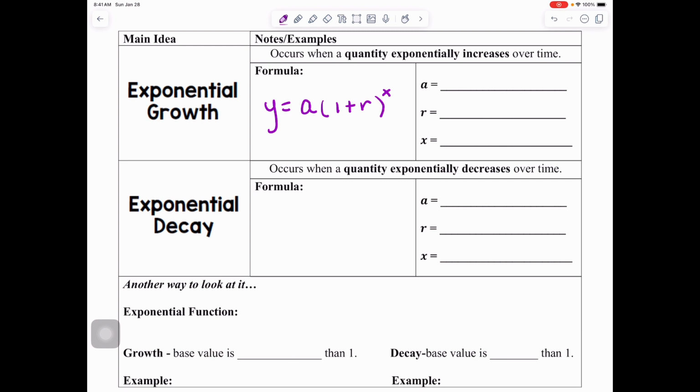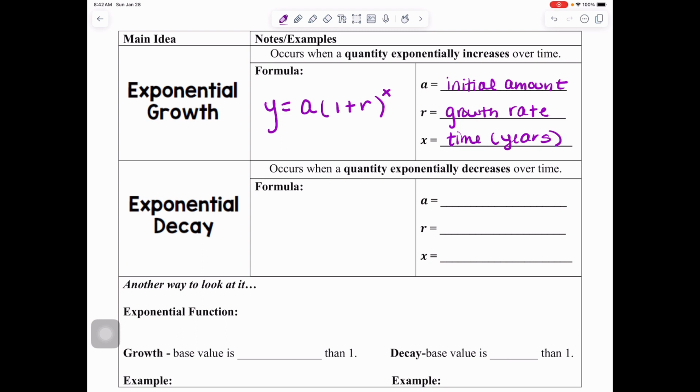So what do these values mean? A is going to stand for our initial amount. So what we're starting with, that value will be outside of the parentheses in front. R, in this case, is standing for the growth rate, obviously the R coming from the word rate. And then the x is going to be our time, and that should be in years.